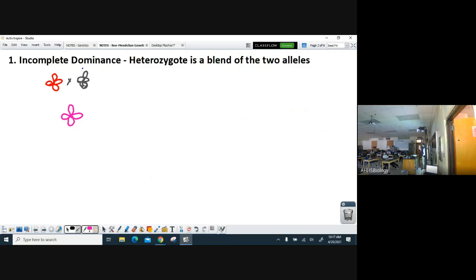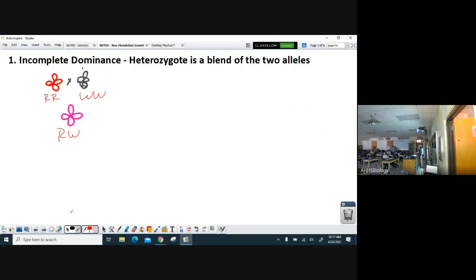So what letter should we use for the red flowers? R. I agree, and that kind of makes sense. But then what letter should we use for the white flowers? And that's where we're not going to use a lowercase r. A lowercase r would represent a recessive allele, but there is no recessive allele. So we can do this, R and W, and realize without even doing a Punnett square that this RW is pink. So the heterozygote is a blend. These colors seem to blend.